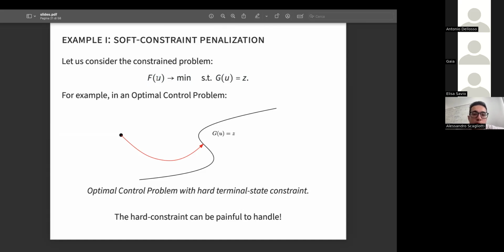In our case, u is the decision variable. So we may imagine u as the control that is driving a trajectory, and g of u equal to z is somehow encoding in an abstract way the fact that at the terminal point the trajectory should arrive at a submanifold. So this is a hard problem, and hard constraint optimal control problems can be painful to handle because it could be hard to arrive precisely at the prescribed manifold.